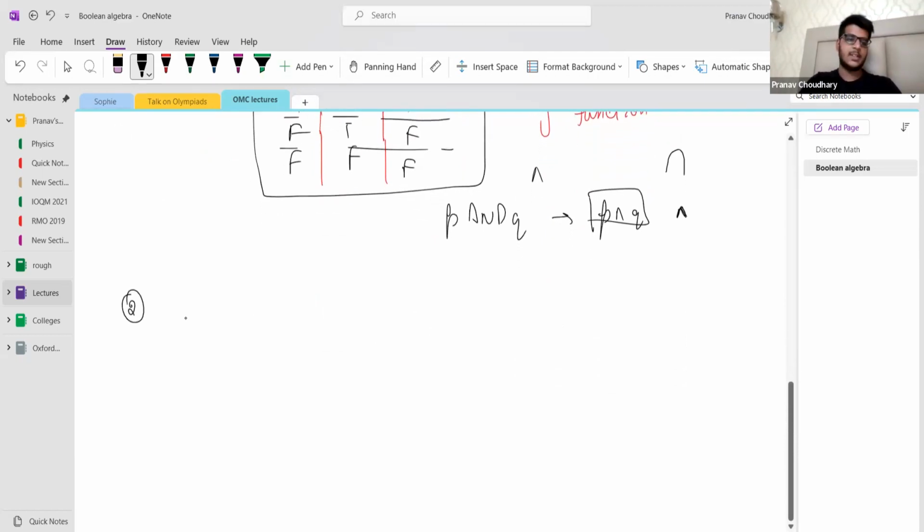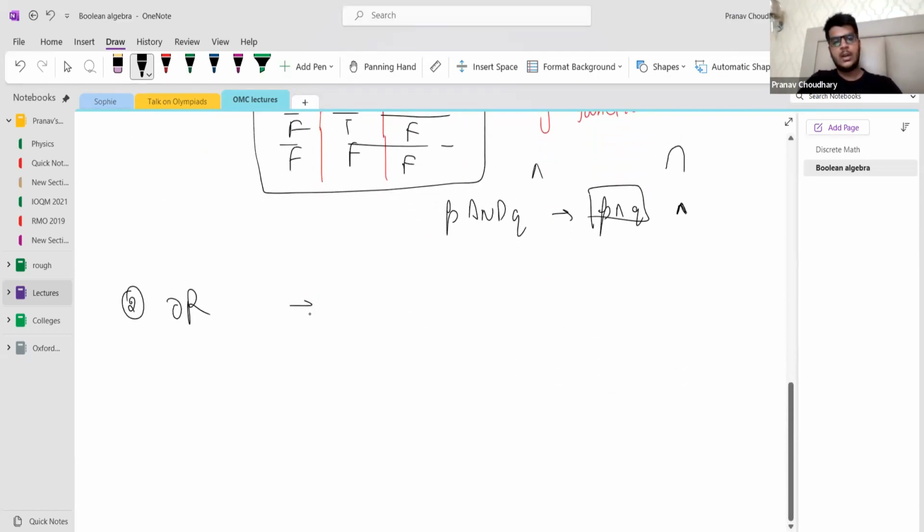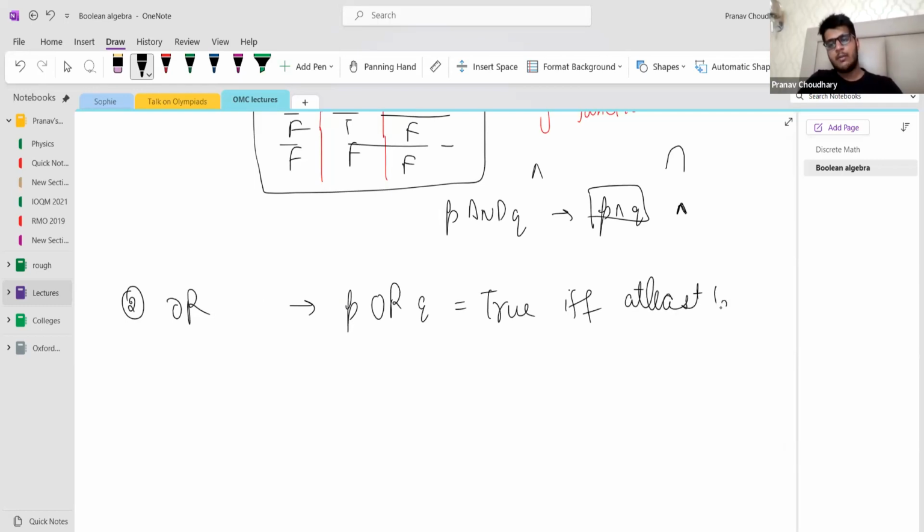So the second bitwise operator is called OR. So P or Q is true if at least one of P or Q is true.